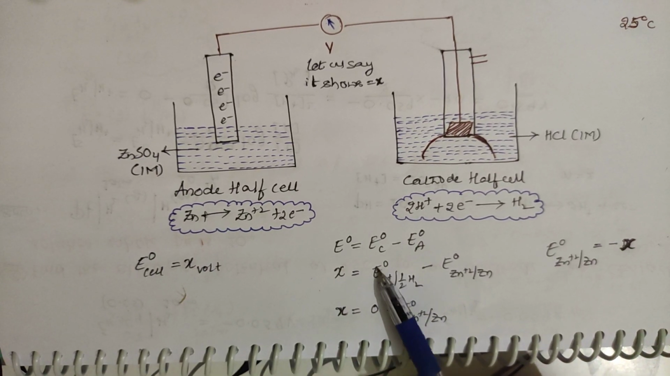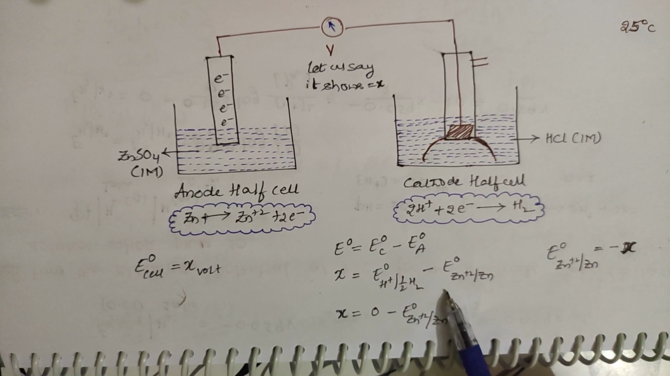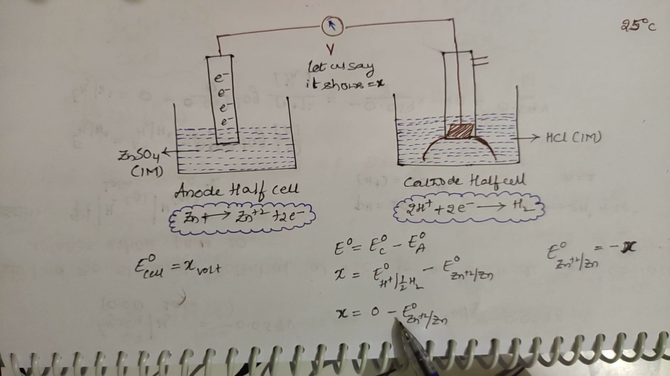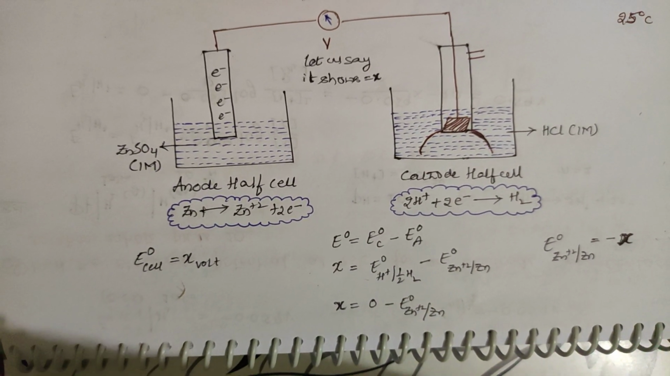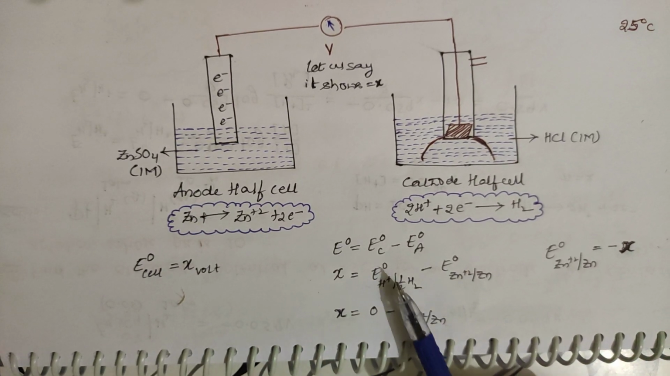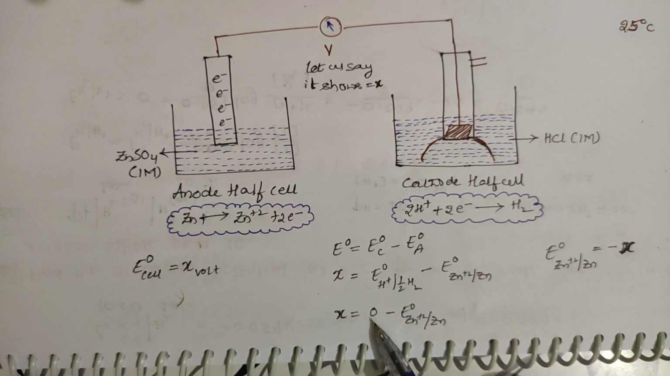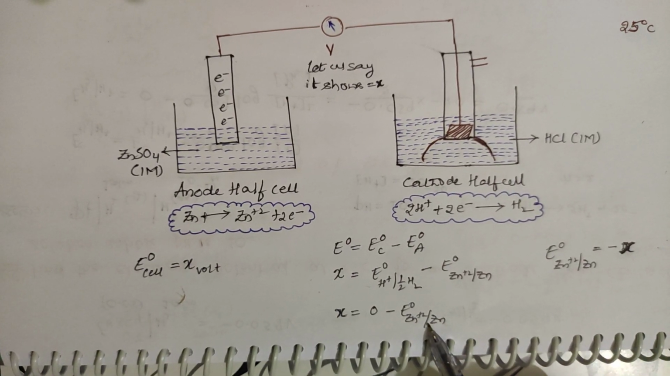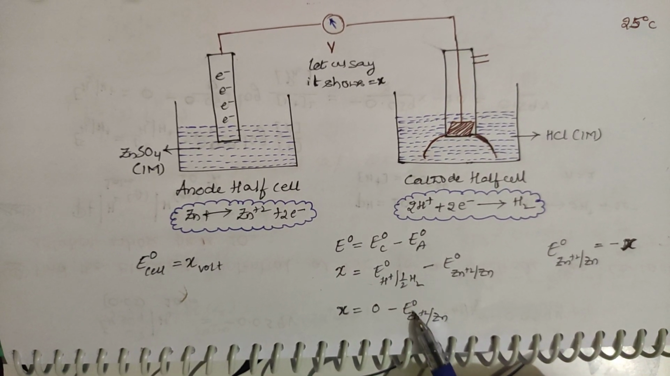So X is equal to E naught of H+ to half H2 minus E naught of Zn+2 to Zn. Whatever you get: 0 minus E naught of Zn+2 by Zn, because this value we are taking as 0. This is only an assumption. So what you will be getting is E naught of Zn+2 to Zn.